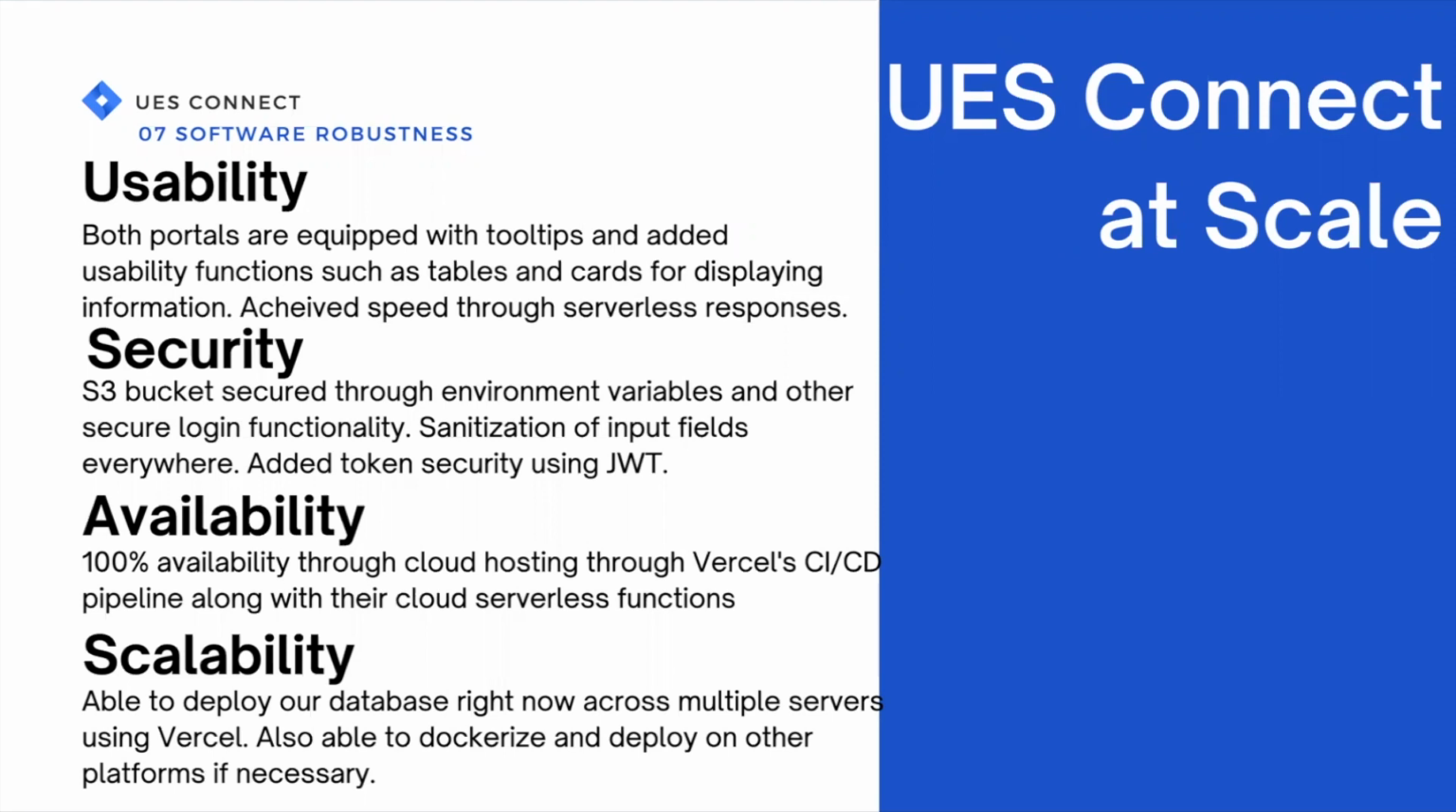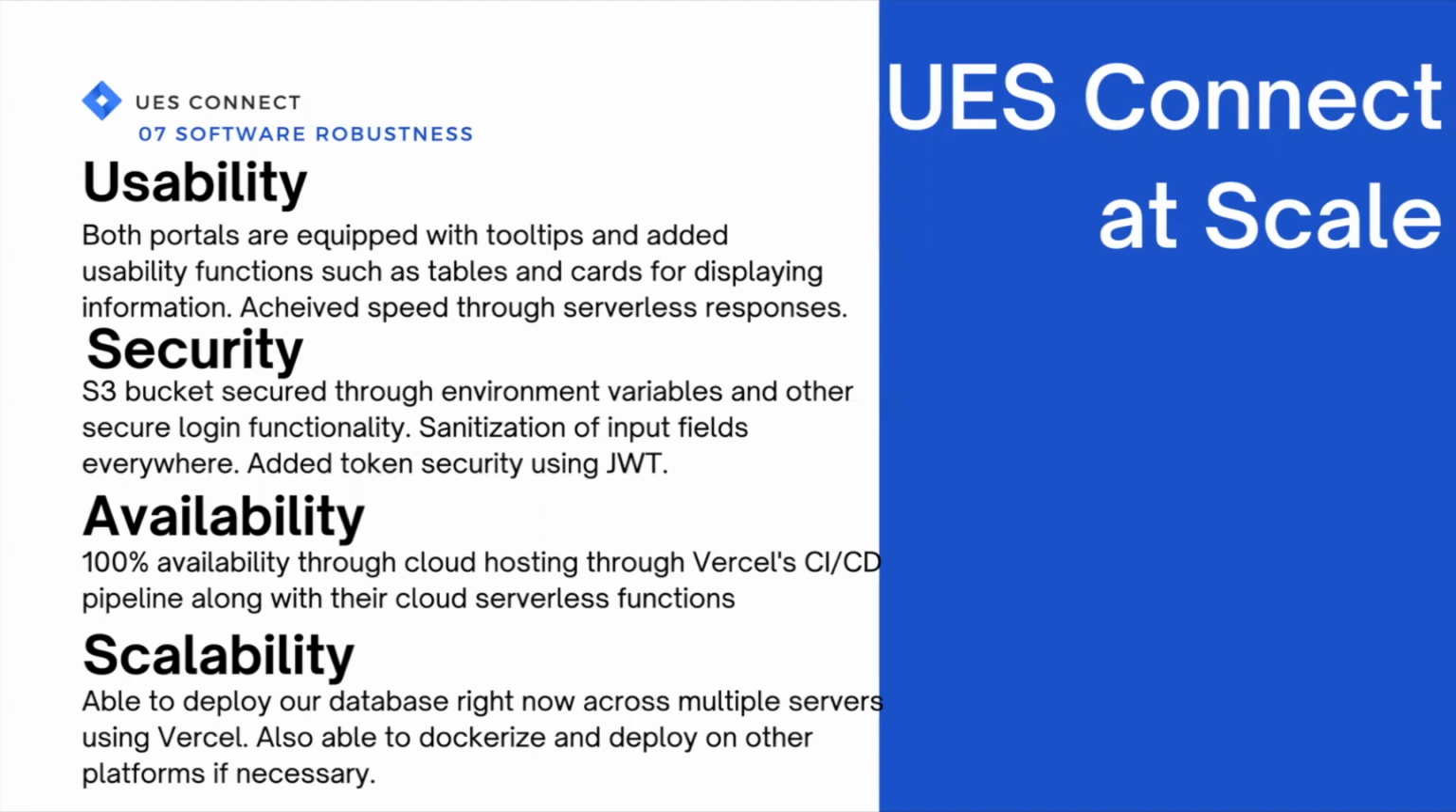Second, security took a strong priority in development of UES Connect. Our team utilized security standards, including JWT tokens for login security and input sanitization to protect information stored in the database. Our S3 bucket is also secured through environment variables to protect user uploaded data.